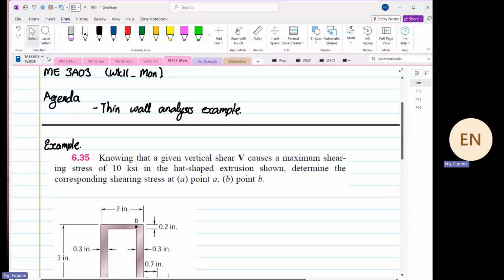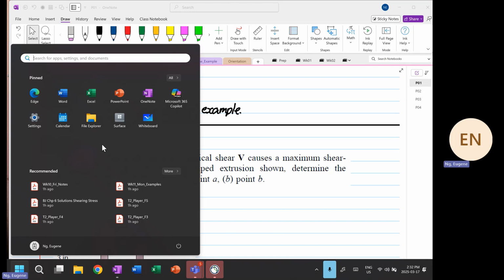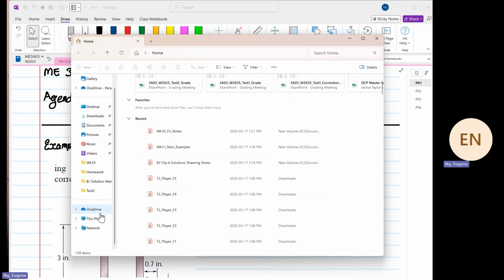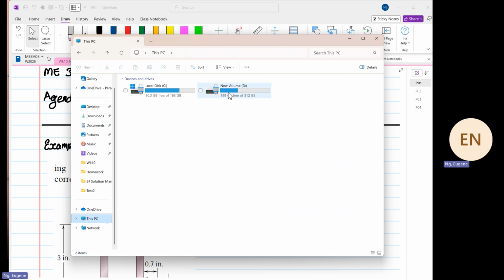Thin wall analysis, and I'm going to show you an example that is not so straightforward, but it's not impossible. So if we were to look at this example, and I like to pick examples like this.